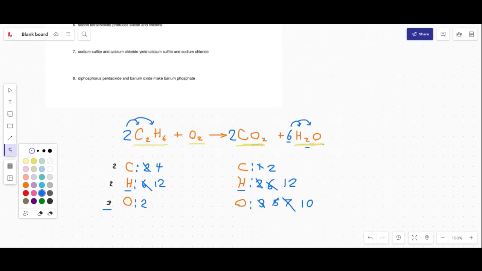I'm balancing the equation, so I can make the 2 into a 4. I just have to multiply by 2. Exactly. So I'll change that to a 4. And now that's going to throw out the oxygen again. I have 4 carbons. And now how many total oxygens do I have?